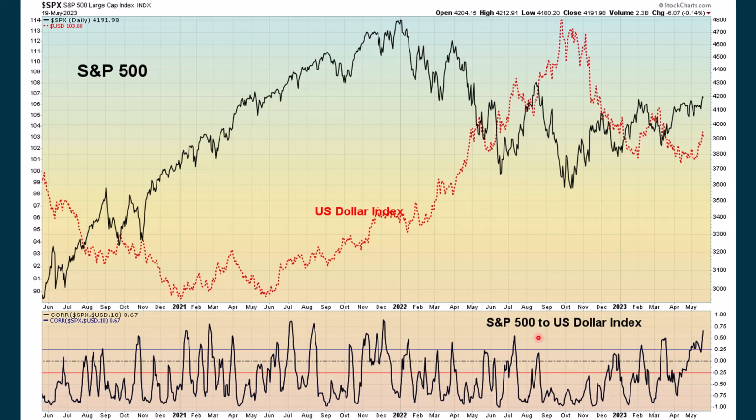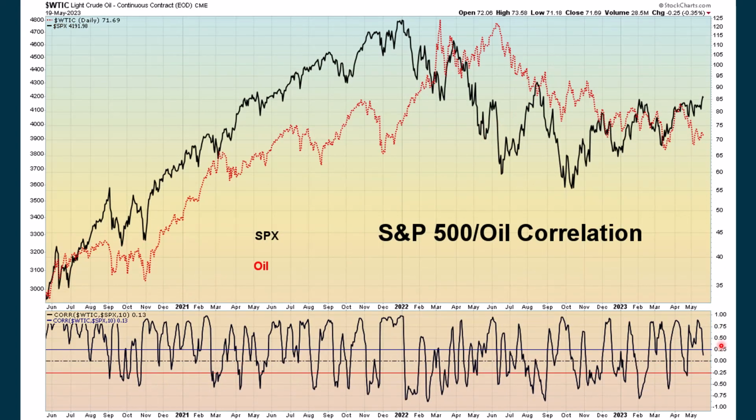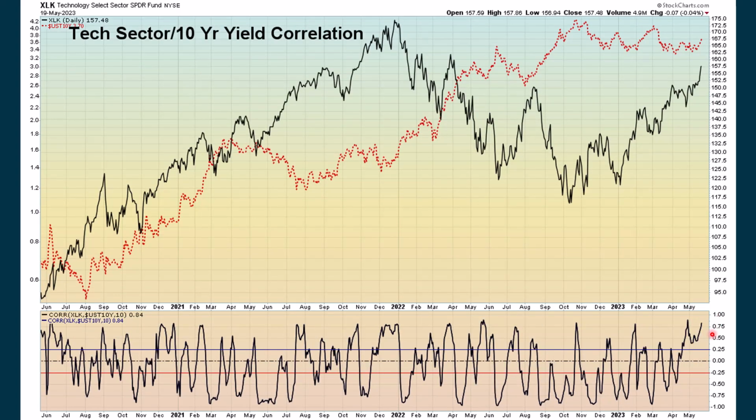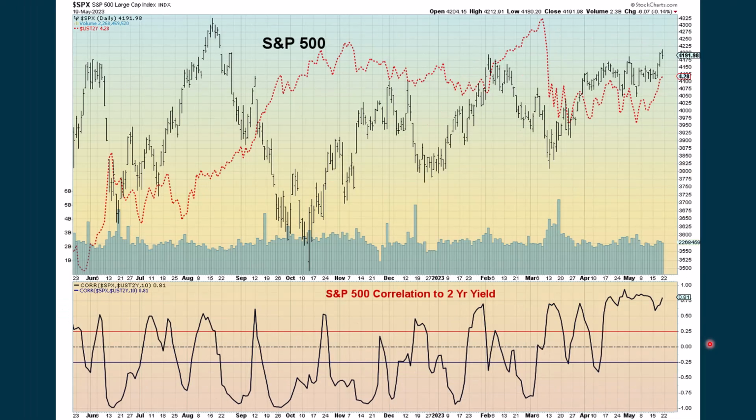Some correlations. Comparing the dollar to the S&P 500, they're having a pretty strong tendency to go in the same direction. Comparing the S&P to oil, they're pretty much neutral in their relationship. Comparing the 10-year yield to the S&P, they're going in the same general direction. And the tech sector to the 10-year yield also in the same direction. Comparing the S&P to the 2-year yield, same direction.